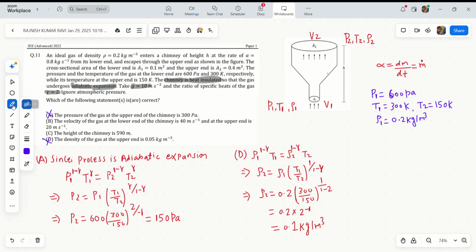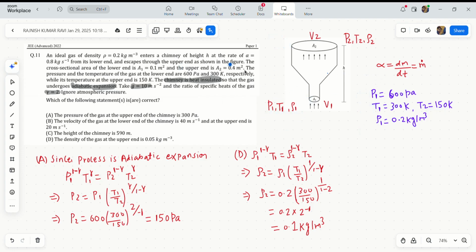We have to find out which options are correct. In option A, the pressure of gas at the upper end of the chimney is 300 Pascal. This whole process is adiabatic, with gas entering the chimney at the lower end and coming out from the upper end, and we are given these quantities: pressure at the lower end, temperature at the lower end, and density at the lower end, P1, T1, and ρ1. The temperature at the upper end, T2, is also given, 150 Kelvin.